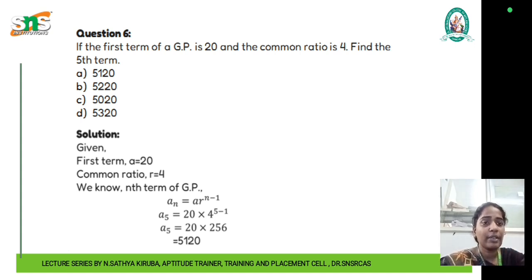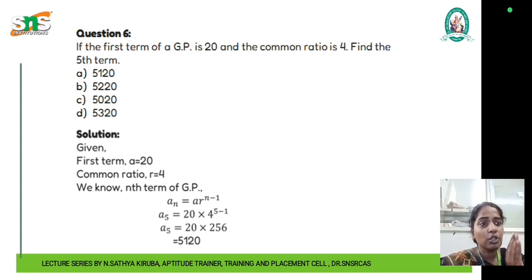We know a5 is equal to a into r to the power of n minus 1. So 20 into 4 to the power of 5 minus 1. So 20 into 4 to the power of 4, which is 256. When we multiply it, we will be getting the answer as 5120. So students, have one thing in your mind.